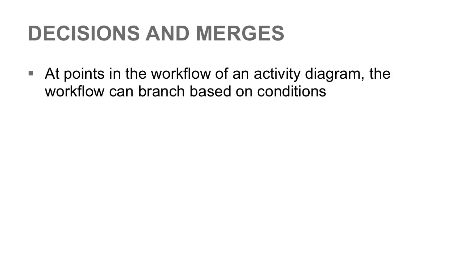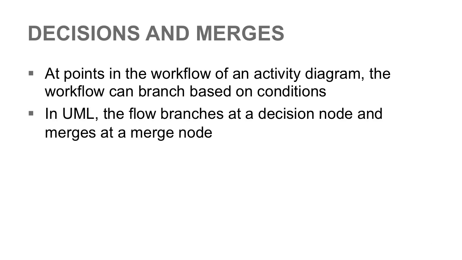An activity diagram models a workflow at some level, and it's possible for workflows to branch based on conditions. These could be human decisions or automated decisions. In a UML activity diagram, the flow branches at a decision node and merges back again at a merge node. We show both of these with diamonds.